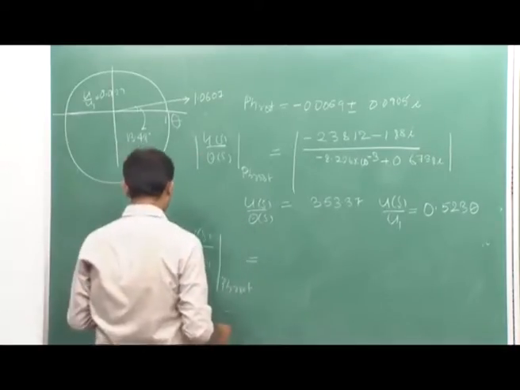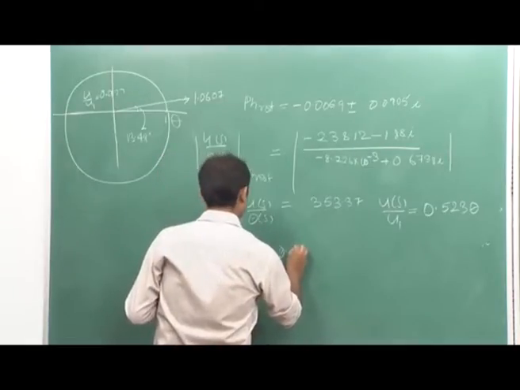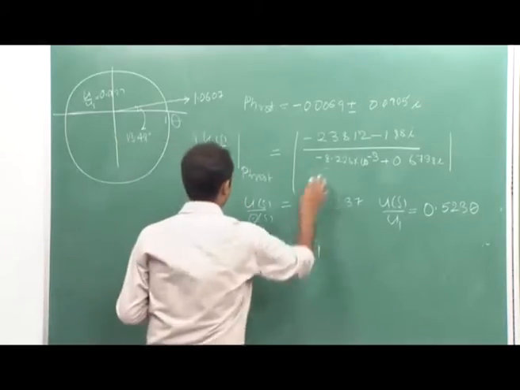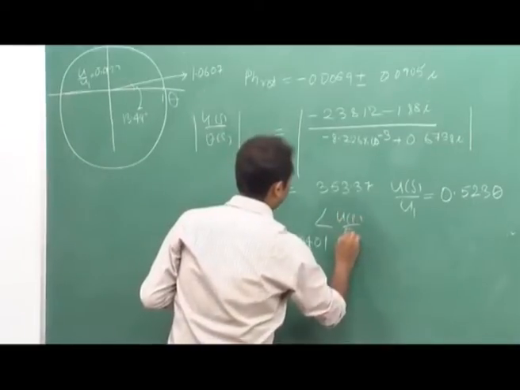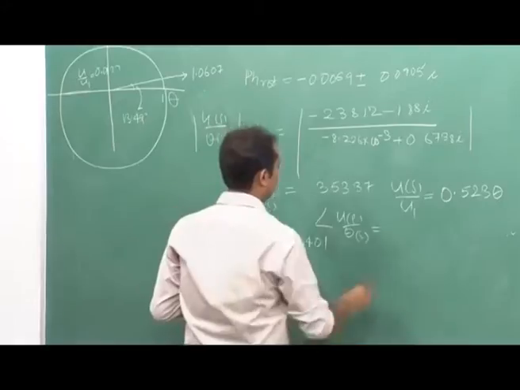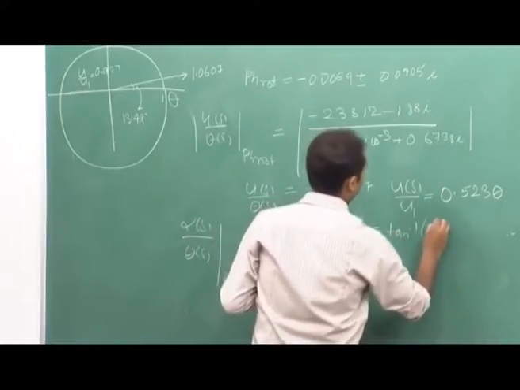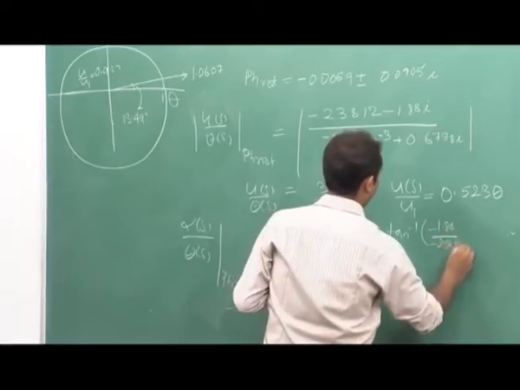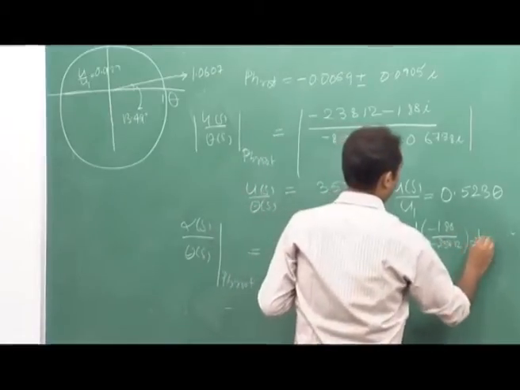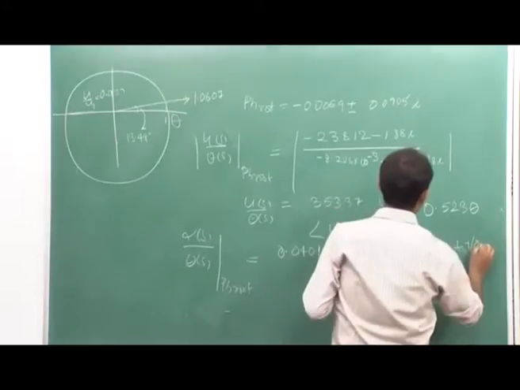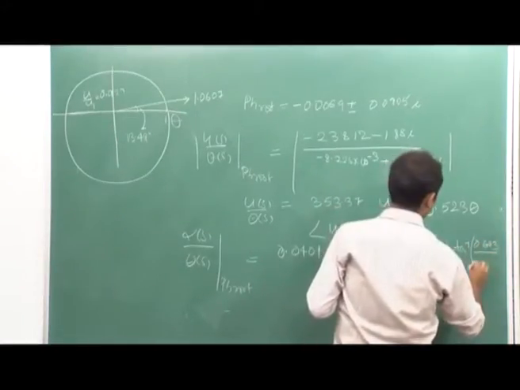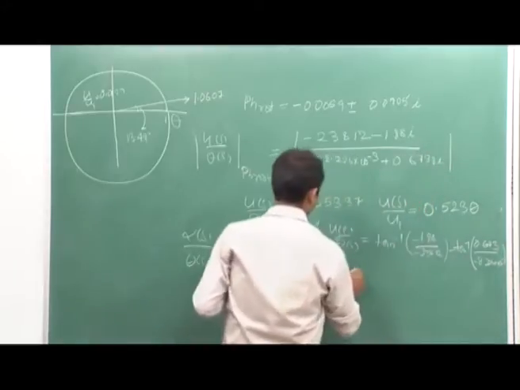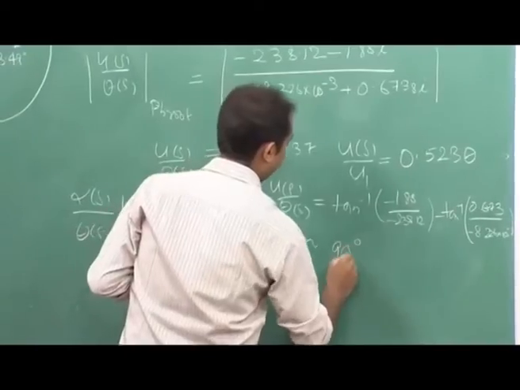Similarly, the magnitude of alpha of s upon theta of s at the phugoid mode root equals 0.0401, and the phase of u of s upon theta of s equals tan inverse of minus 1.88 by minus 238.12 minus tan inverse of 0.673 by minus 8.226 into 10 to the power minus 3, which will come to about 90 degrees.